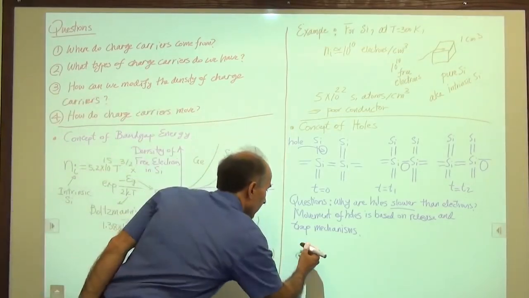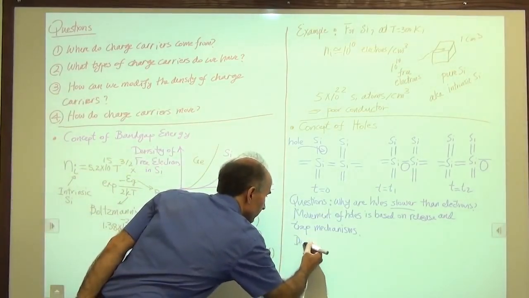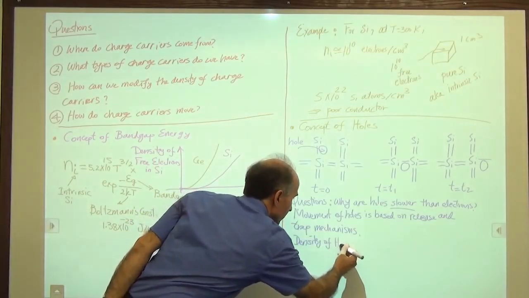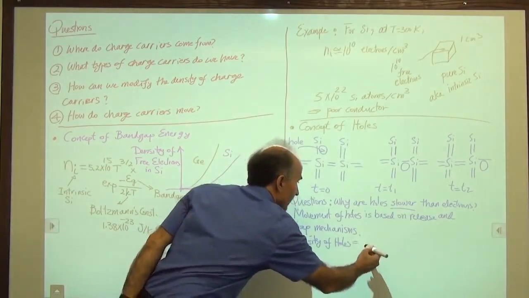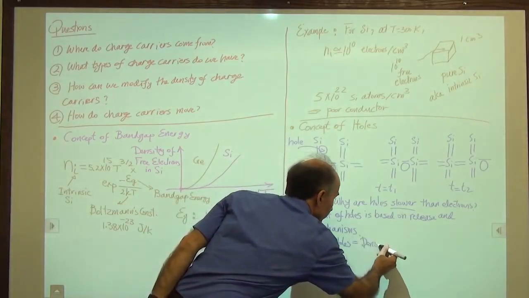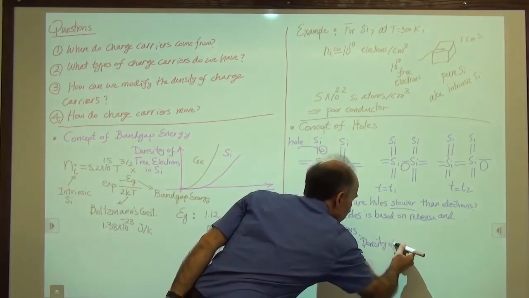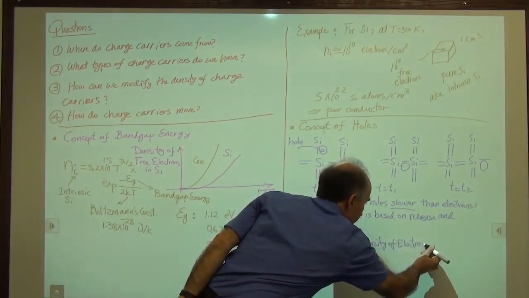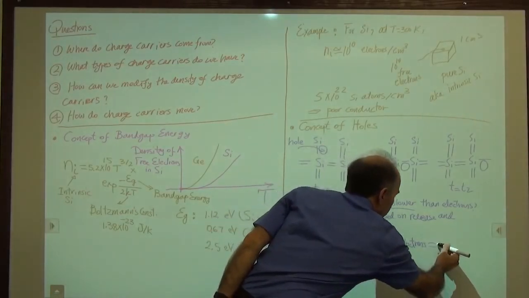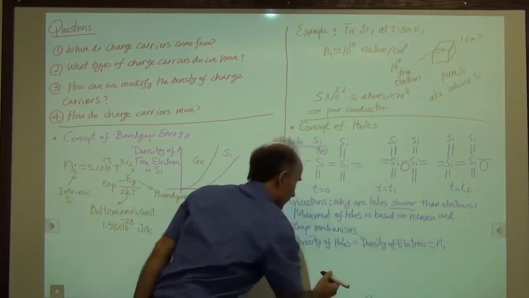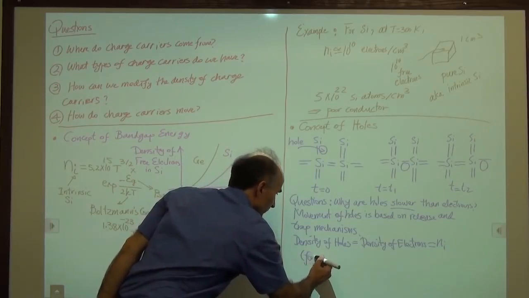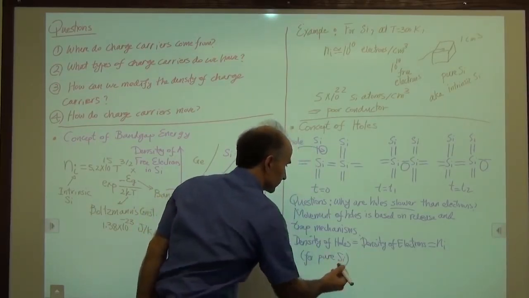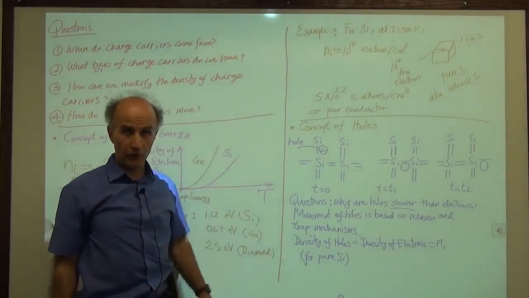So we say the density of holes is the same as the density of electrons. I'll just say electrons even though we mean free electrons, and it's equal to Ni for pure silicon. Okay, so that's good to know.